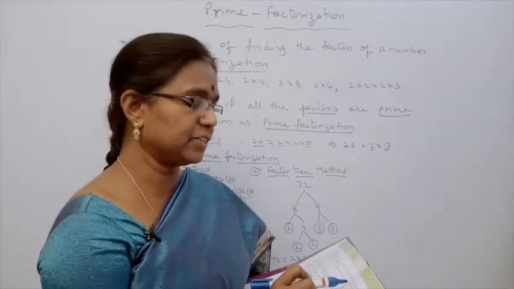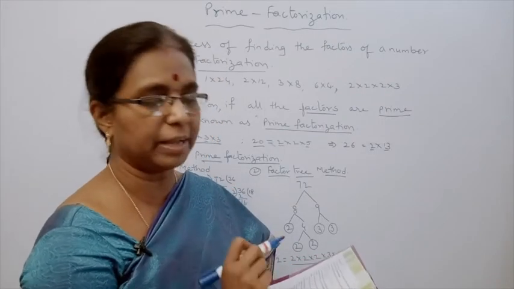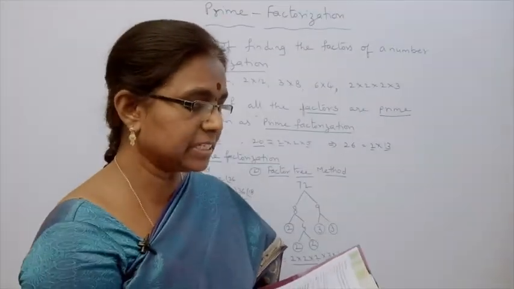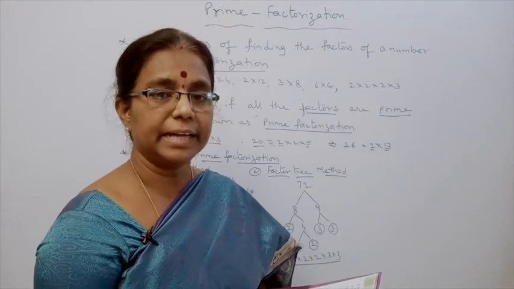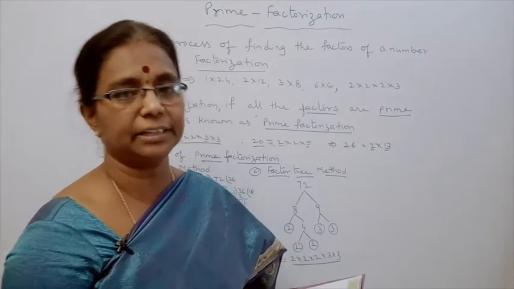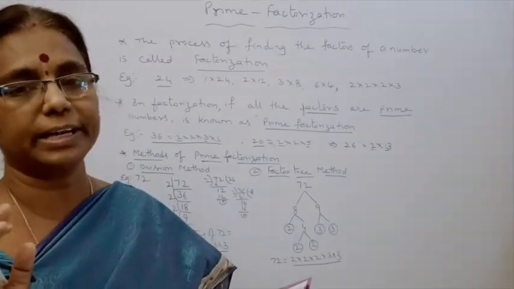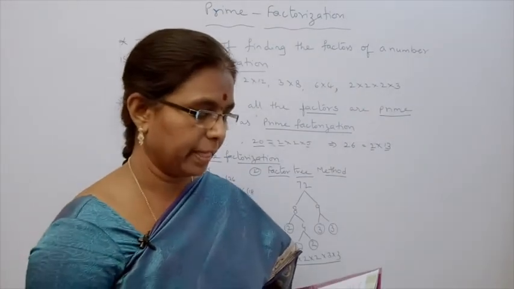Write the greatest 4-digit number and express it in the form of its prime factors. Here the number is not given, but one clue is given: the greatest 4-digit number. What is the greatest 4-digit number? 9999. Which table goes? The 3 table. Like that you have to write the prime factors. Only prime numbers you have to take.